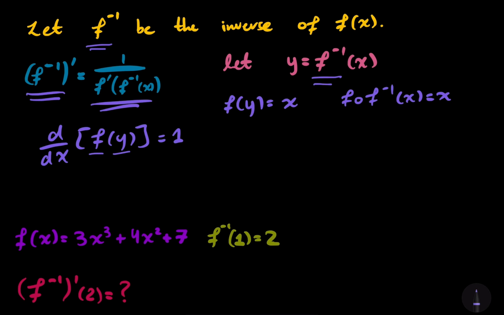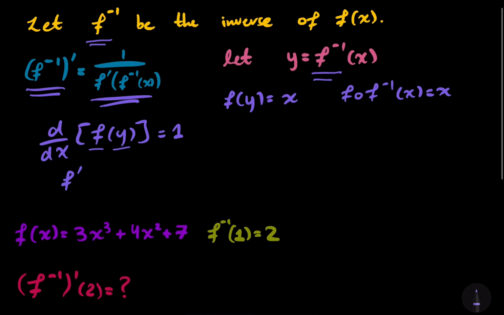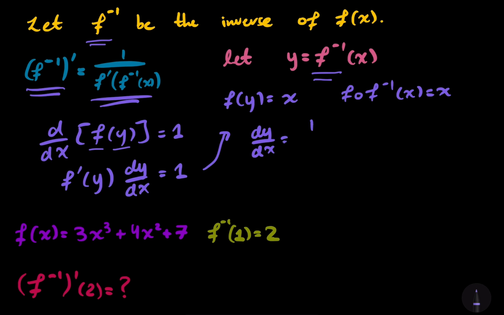First we take the derivative of the outer function, which is f prime of y, and multiply that by the derivative of the inner function. The derivative of y with respect to x is just dy by dx, and this is all equal to 1. Now we divide by f prime of y to solve for dy by dx, so dy by dx equals 1 over f prime of y.